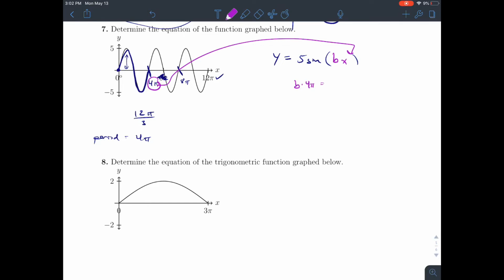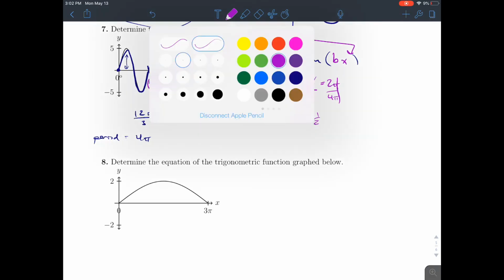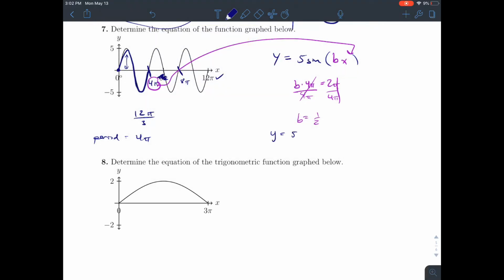it completes a full cycle, which means that the inside has to equal 2 pi. The last step to solve for b is to divide by 4 pi on both sides, leaving us with b equals 1 over 2. The pi's cancel. And so for our final equation here, we've got y equals 5 sine 1/2 x.